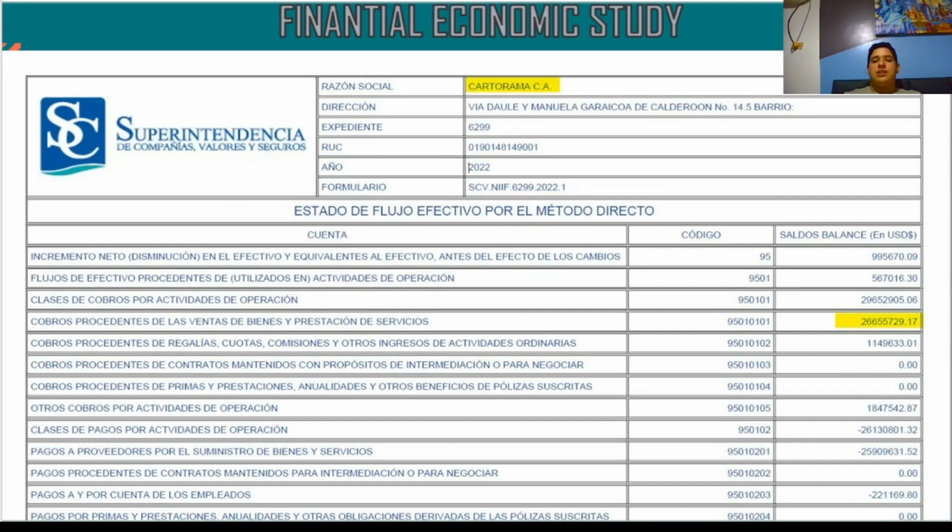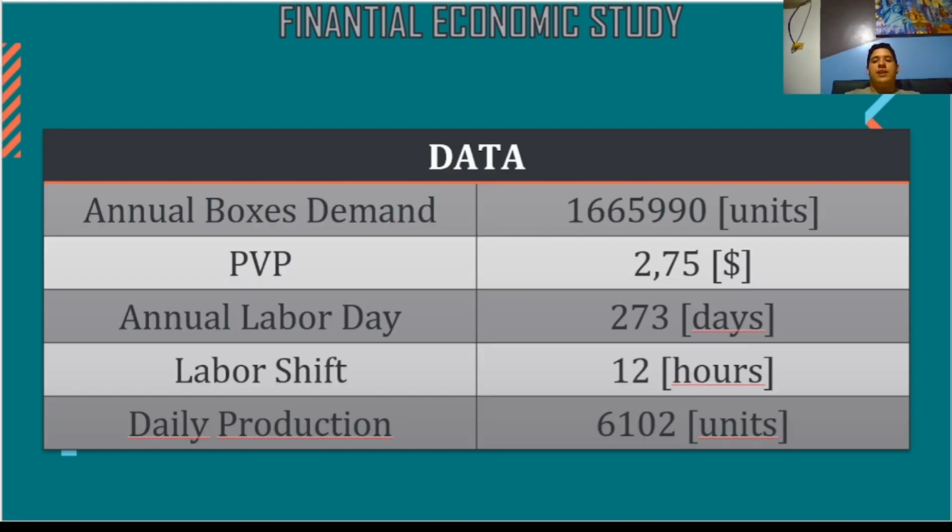Moving on to the financial analysis of the project, we base it on the client's earnings from the past year, which exceed $26 million. Additionally, we consider that we will only work with the largest sheet size, which has the following data. The annual boxes demand is 1,665,099 units. The price is $2.75. The annual labor days are 273 days. The labor shift is 12 hours per day, and the daily production that we have to reach to satisfy the demand is 6,102 units per day.